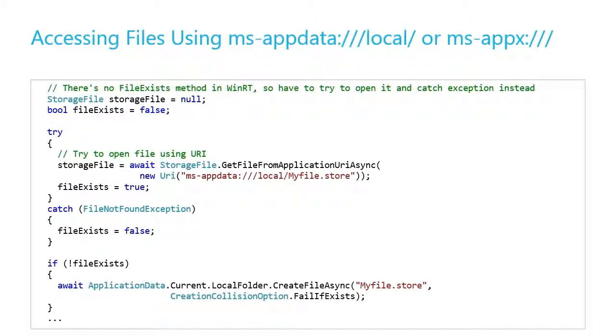But of course, there's also the URI way of doing things with the ms-appdata:///local. Lots of that fun stuff. And that local is important, actually. If you're going for the local folder, it's always got to be ms-appdata:///local. Why? Well, I don't know. It just is. That's what it is.